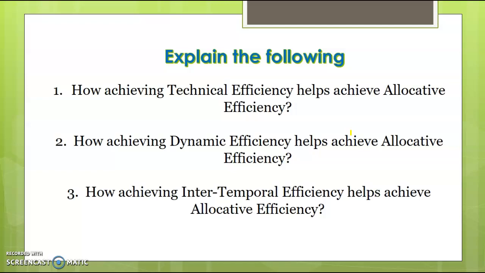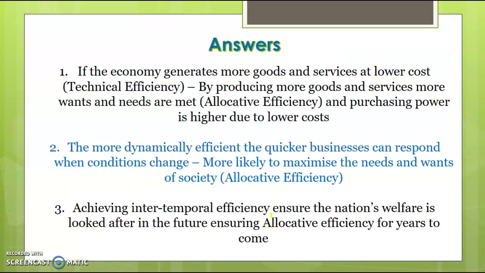So, examples of specific questions. How can technical efficiency help allocative efficiency? We've kind of done that. So low prices, less idle resources, increased GDP per capita. How can intertemporal achieve allocative? So, look, I'm not going to go into these now, actually. I'll talk about them in class.